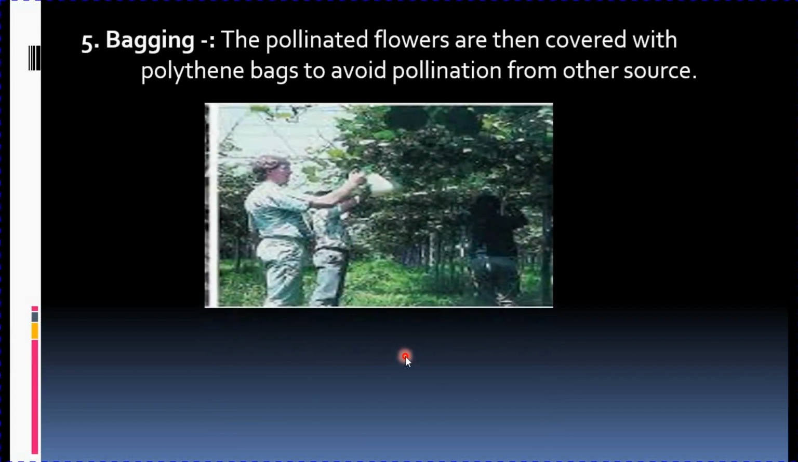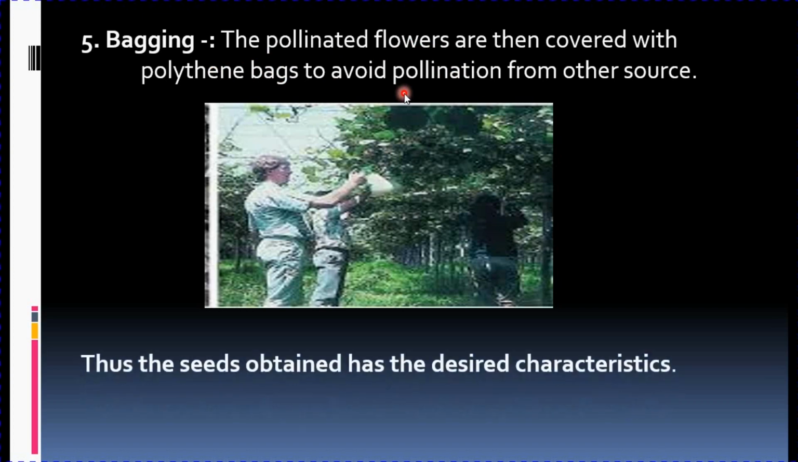Again, after pollination, bagging is carried out. You can see people tying bags around the flowers. All these white patches that you see are nothing but the bags. Artificial pollination is done in these flowers and then they are covered. So bagging, again the same process of bagging is carried out where the pollinated flowers are covered with polythene bags to avoid any kind of pollination from any other source.